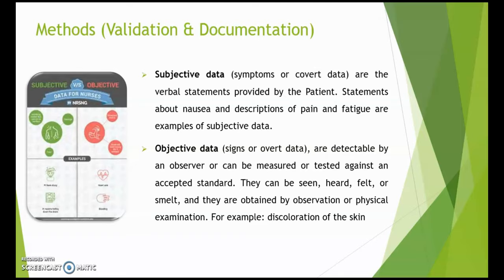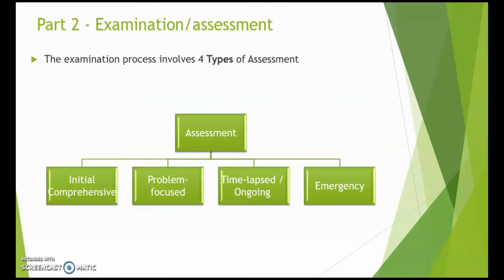Those data are detectable by an observer or can be measured or tested against an accepted standard. We will talk about telemetry and we will talk about pain scales, for instance. They can be seen, heard, felt, or smelled. Again, keep in mind the connection with our senses. And they are obtained by observation or physical examination. As an example here, discoloration of the skin.